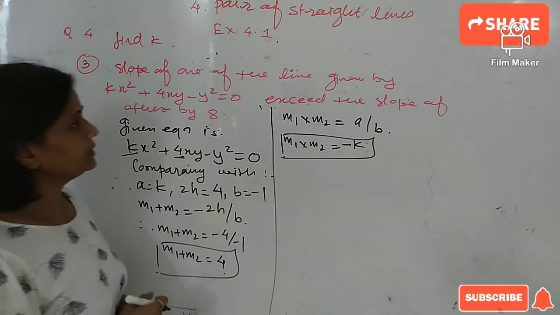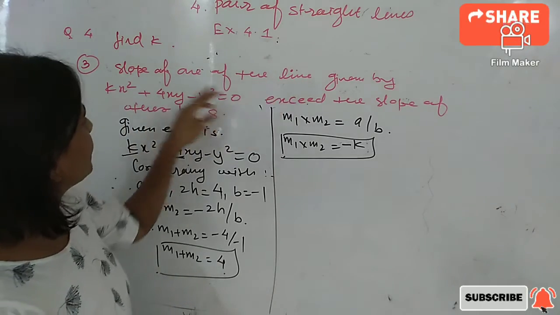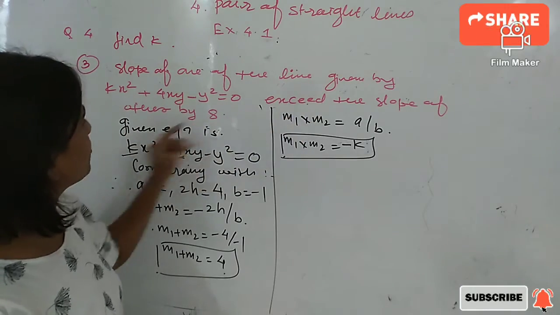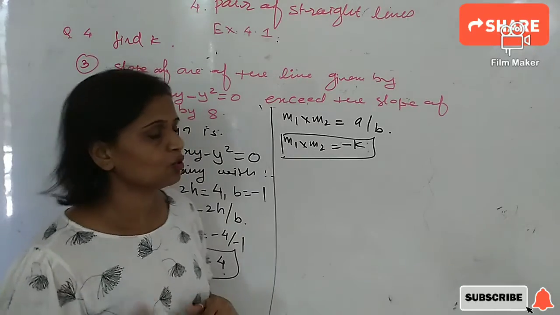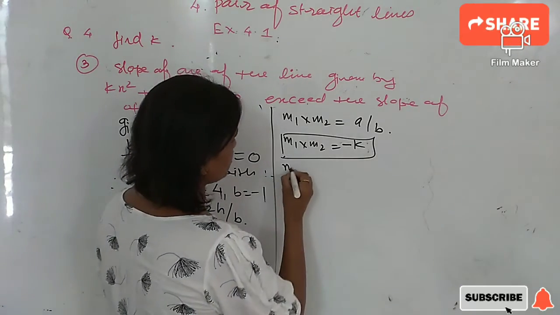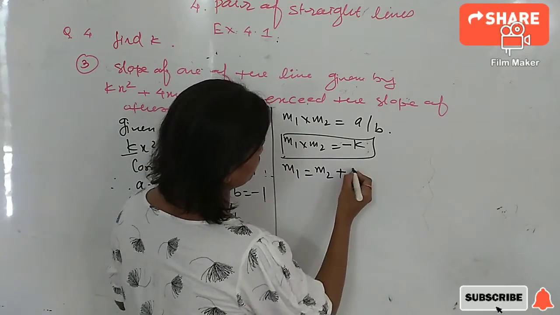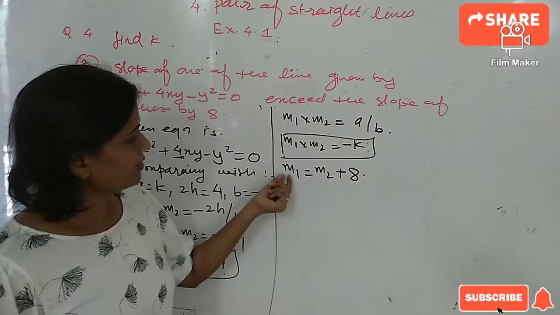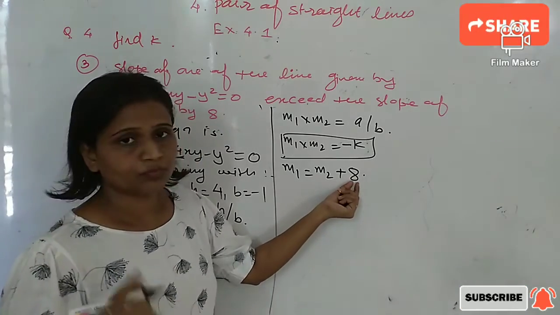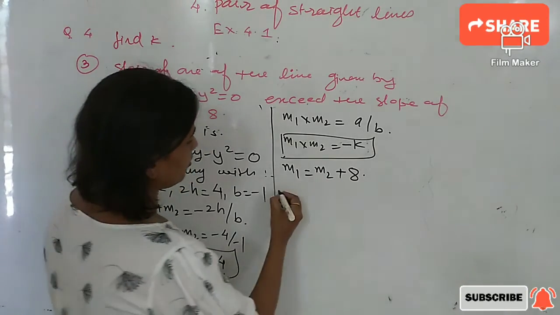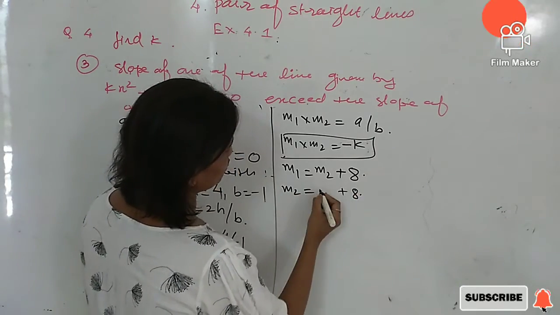Now apply the given condition. And what is the given condition? That the slope of one of the lines given by this equation exceeds the slope of the other line by 8. Suppose m1 exceeds m2 by 8, or m2 exceeds m1 by 8.